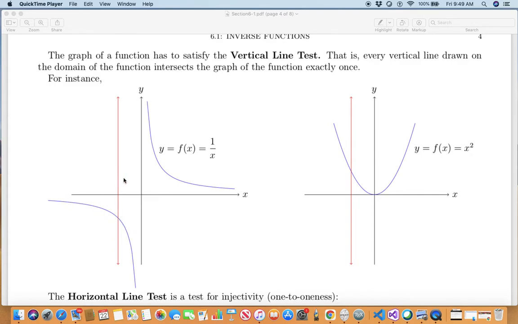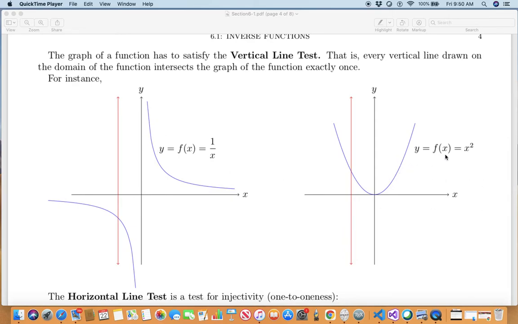If I move the vertical line to the right, it will meet the graph only once. Notice the vertical line should be in your domain. Otherwise, notice this vertical line does not meet my graph. Right? So your vertical line has to be in the domain. Then you notice it will hit your graph only once.